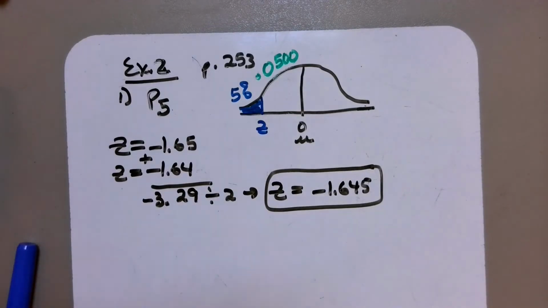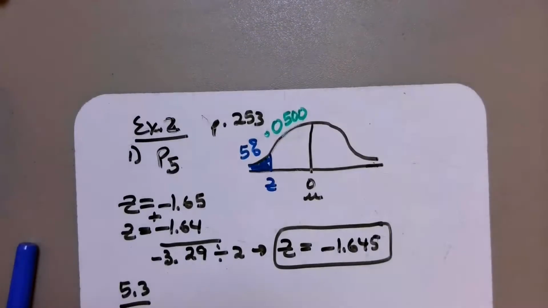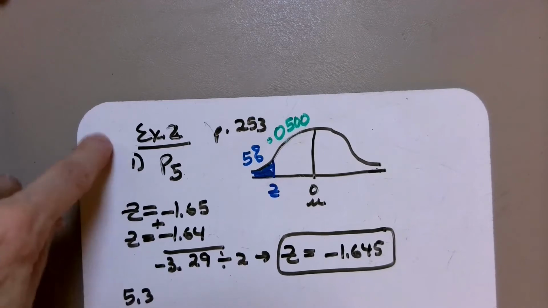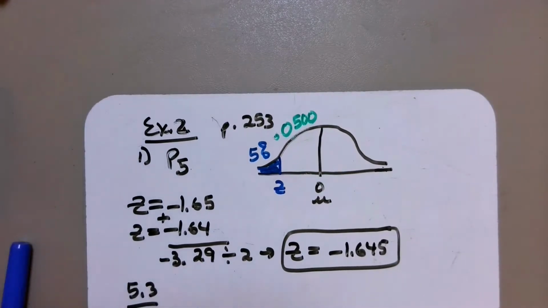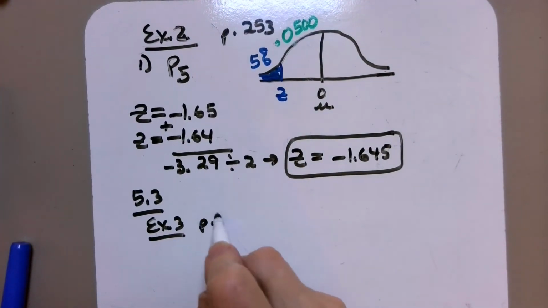Hi everybody again. So I continue with my examples from section 5.3. Just want to make a correction. That last one I just finished in the previous video was example 2, number 1 from page 253. I think I wrote example 3, but it was example 2, number 1. Now we're going to example 3, which is on page 254.